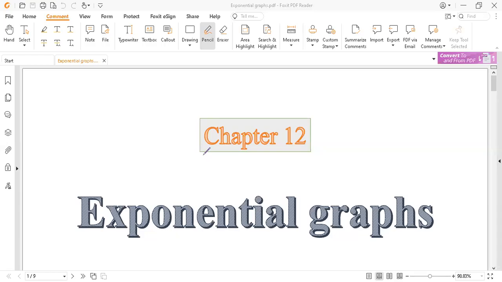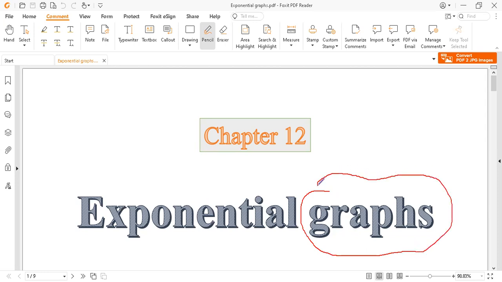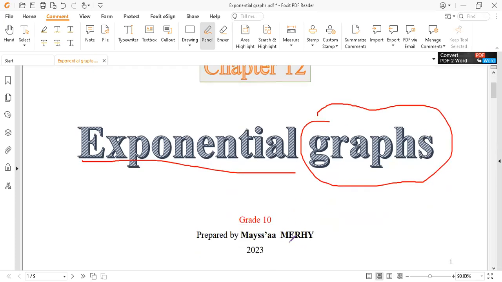Hi everyone. Today we are going to explain the exponential graphs. If you remember well, in the previous session we explained the parabola graphs. So what is the difference between them? Normally it is about the graphs. All the graphs are different. So what do we mean by exponential graphs? What is the corresponding function to the exponential graphs?